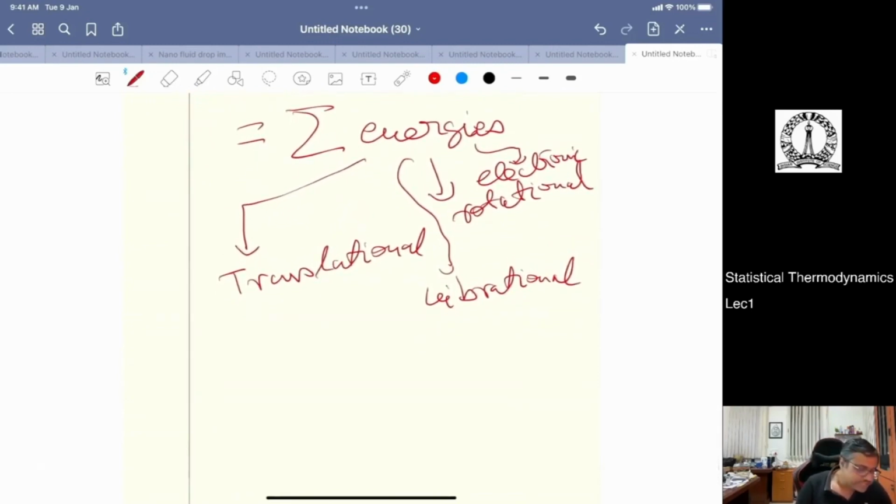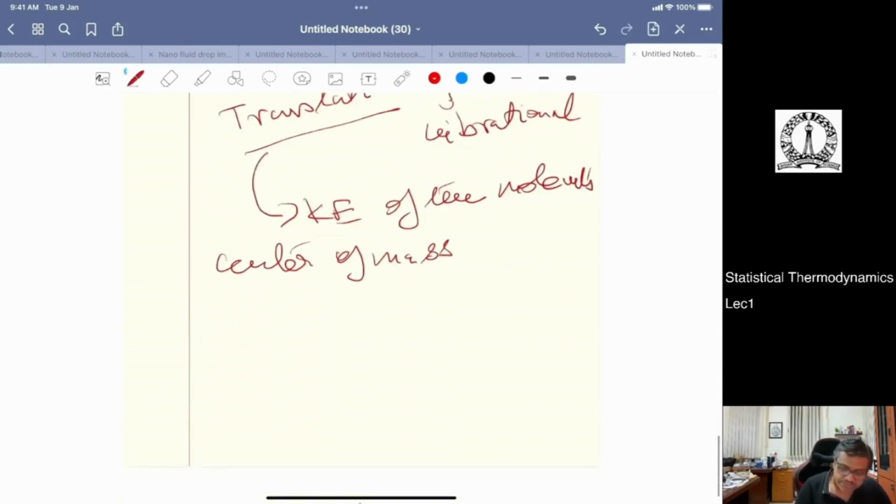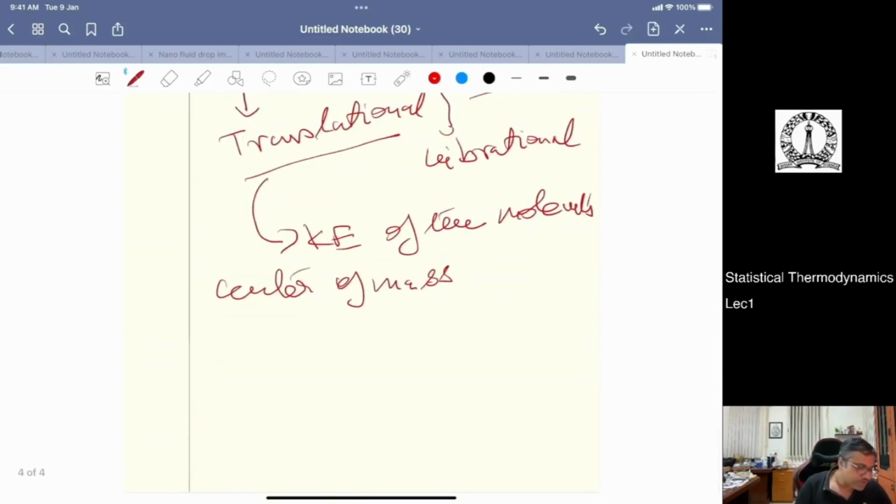So what is translational energy? Translational energy is nothing but the kinetic energy of the molecule's center of mass. So the kinetic energy of the molecule's center of mass is basically what is called the translational mode of energy. Now, the other sources, for example, rotational: what will be rotational?